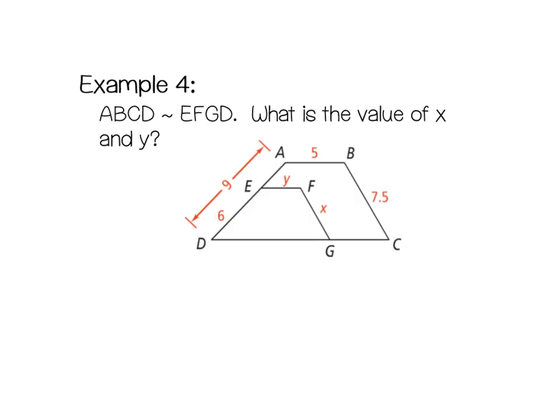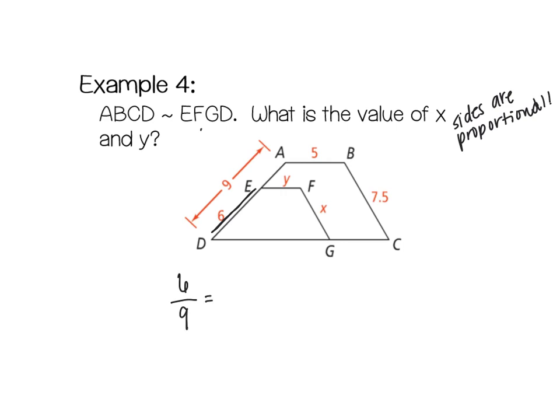In example 4, it says ABCD is similar to EFGD. What is the value of X and Y? So if these are similar, which they are, we know that the sides are proportional. And so we can set up a proportion to find these missing sides. So you just are going to choose a set of sides that has numbers. So for example, this DE side here corresponds to AD. So I would start my proportion with 6/9.